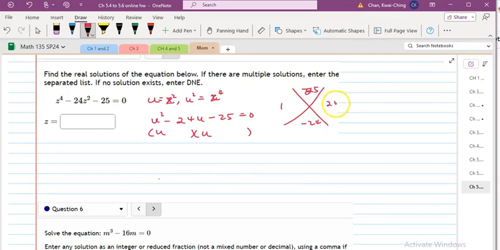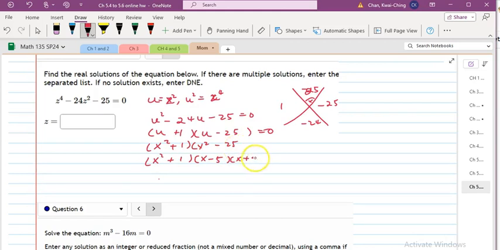I know 1 times 25 is 25, but if I do negative 25 times 1, I will get negative 25 and add to negative 24. So it's plus 1, minus 25. So now I plug it back in, equal to 0. X squared plus 1, x squared minus 25. X squared plus 1 I can't factor, so I rewrite it. So I'm going to factor more. This will be x minus 5, x plus 5.